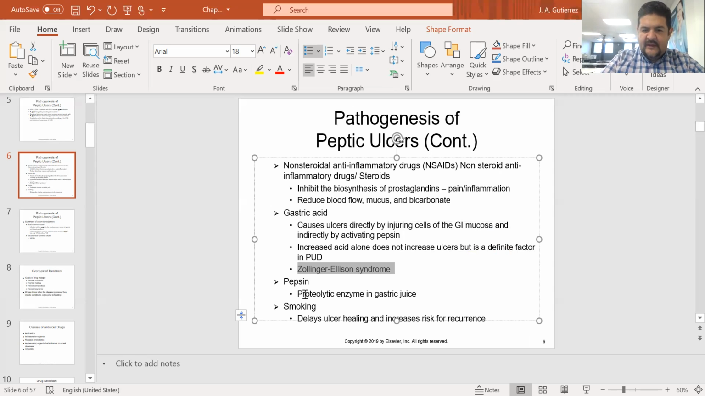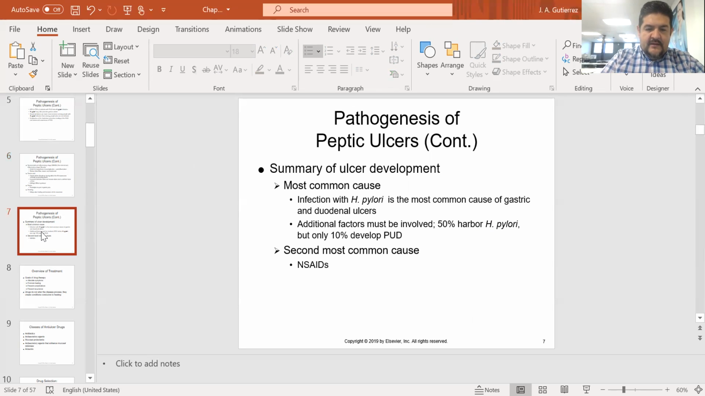What else is common to see ulcers with? People that smoke. Also, with smoking, all those chemicals also disrupt the production of prostaglandins. So now the stomach is unable to make mucus and bicarbonate. So in a nutshell, the most common causes of ulcer: infection and NSAIDs, the abuse of NSAIDs.